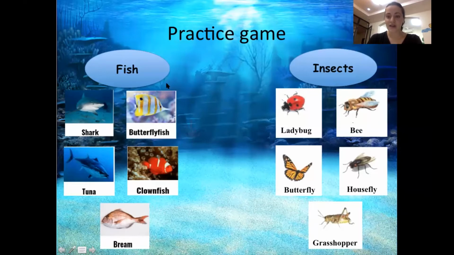And can someone read the insects? How about pirates? Go ahead, pirates. Ladybirds, bees, butterfly, housefly, grasshopper. Yep, grasshopper. Very good, pirates. Thank you.